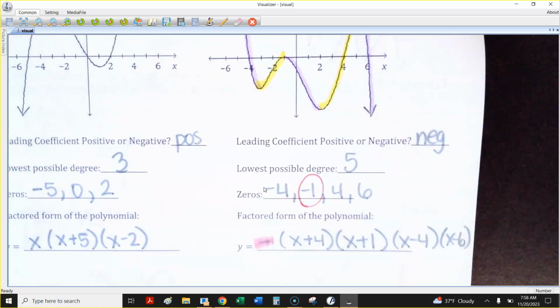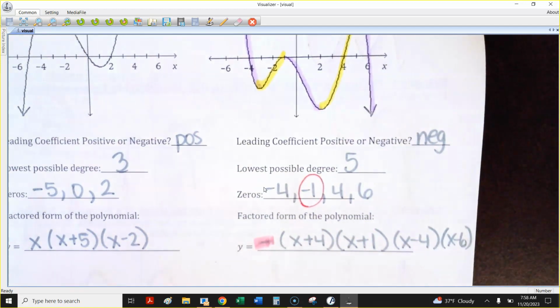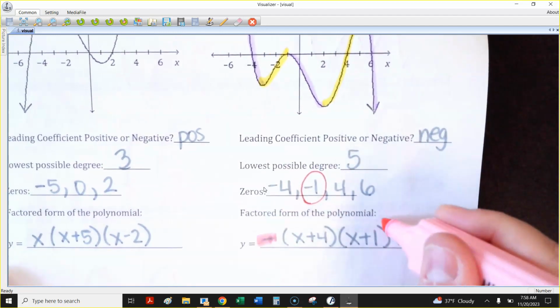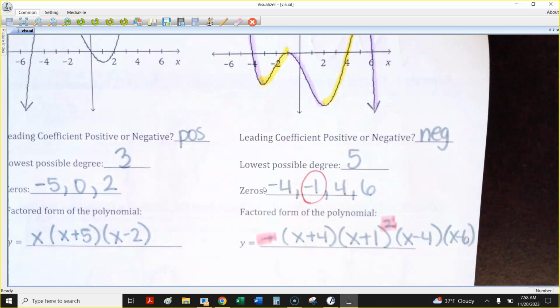Now, I do have to go back. If you have a bounce, you just need an even exponent on that number. So the -1 has a bounce. So I'm just going to put a squared. You could put any even number that you want. It doesn't have to be 2. I usually just use 2. But we're just kind of doing a basic representation of the graph in factor form.